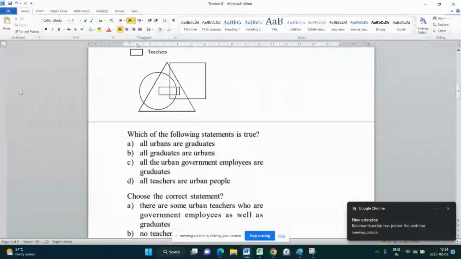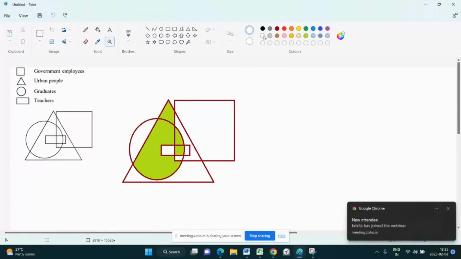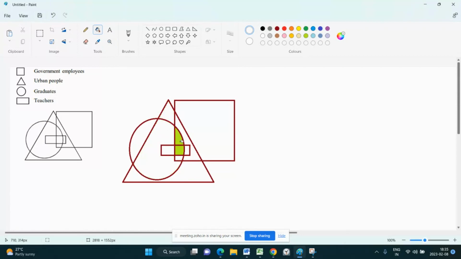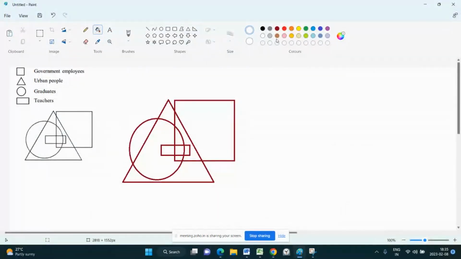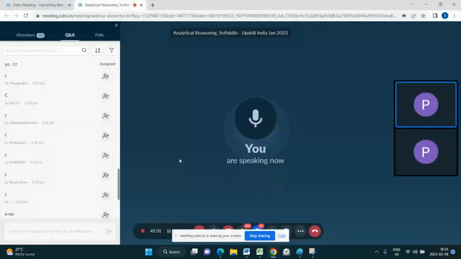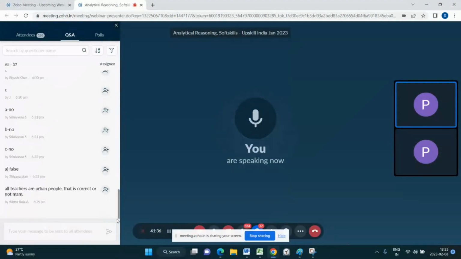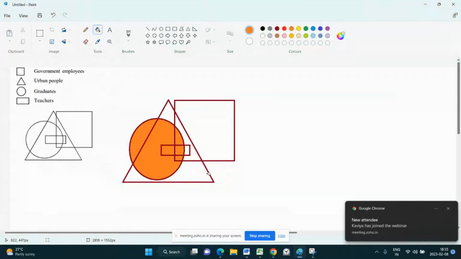All graduates are urban. Same. Now I have to do, now I will fill this. Now I have the original diagram. Now the second statement is all graduates are urban. So I am going to fill all graduates, because he is saying all graduates are urbans. Have I correctly marked? Have I marked it correctly? Can you tell me? Yeah, we are going to check that, Albert Raja. Yes, I have marked it correctly. All graduates are urbans. No, this is not filled completely when I filled all the graduates. So the second statement is also wrong.